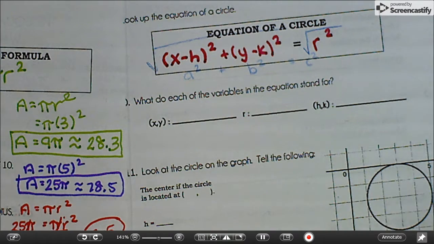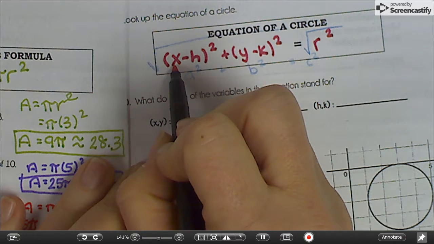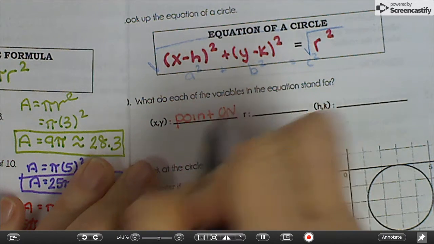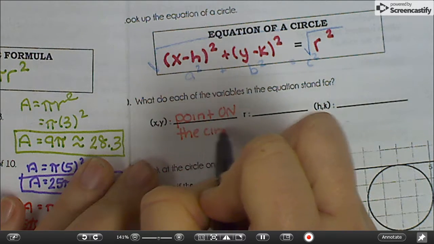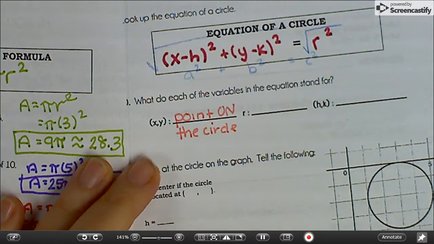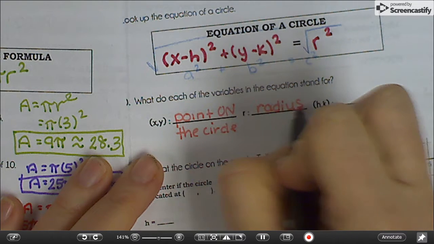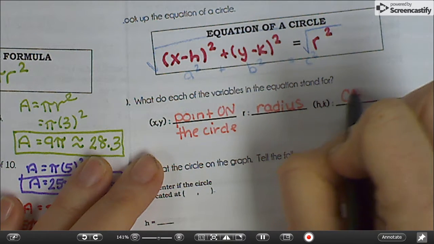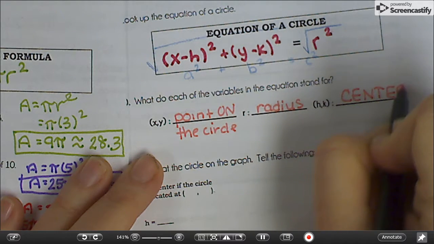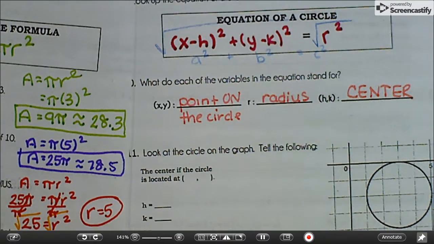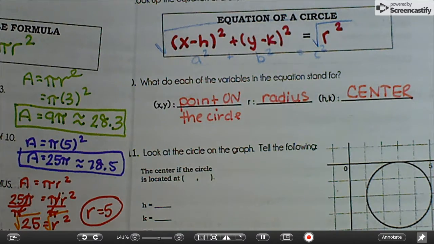So I'm going to tell you what each thing stands for. In the formula, x and y stand for a point on the circle. r stands for the radius. And h and k are the coordinates of the center of the circle. So we're going to build this formula and show you how to use it. Let me zoom out just a little bit.